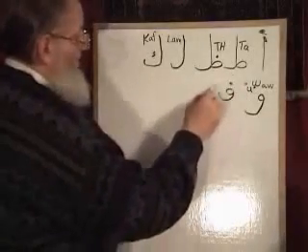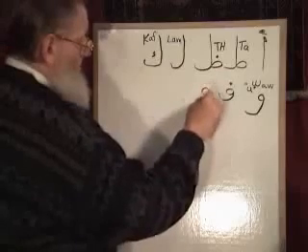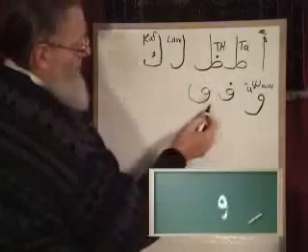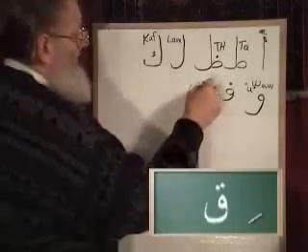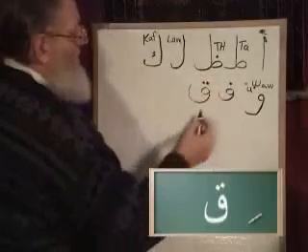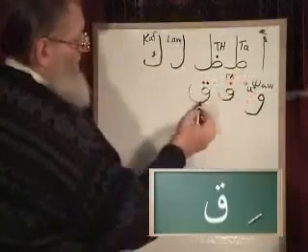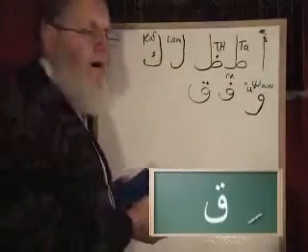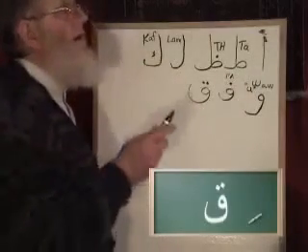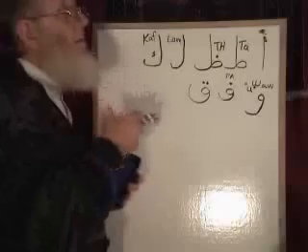Now watch this next letter. Similar to the fa, only it's got two dots. This is called what? I want to put the fa back here so you won't forget. What is this? This is qaf. And you catch it in the back of your throat with this one.